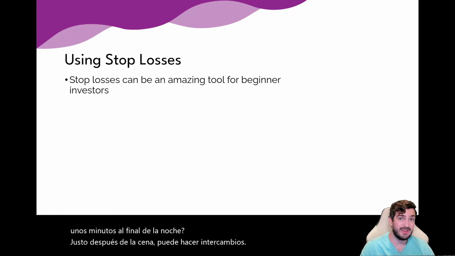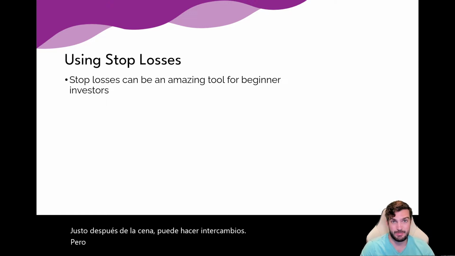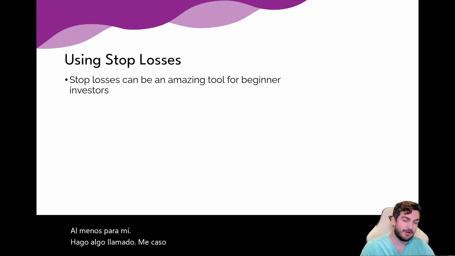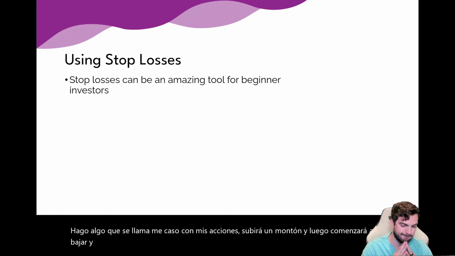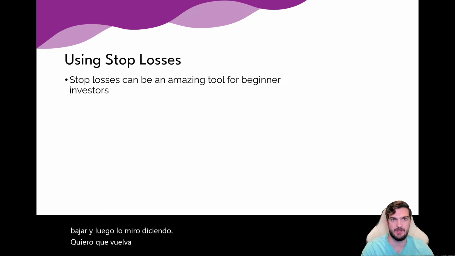But selling is something that always worries people. At least for me, I do something called, I marry my stocks. It'll go up a bunch and then it'll start to go down. And then I'm looking at it saying, I want it to go back up. I don't want to sell for a loss. I want it to go back up again.